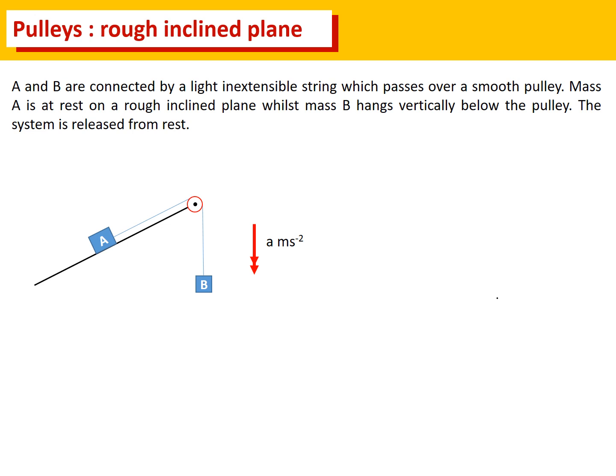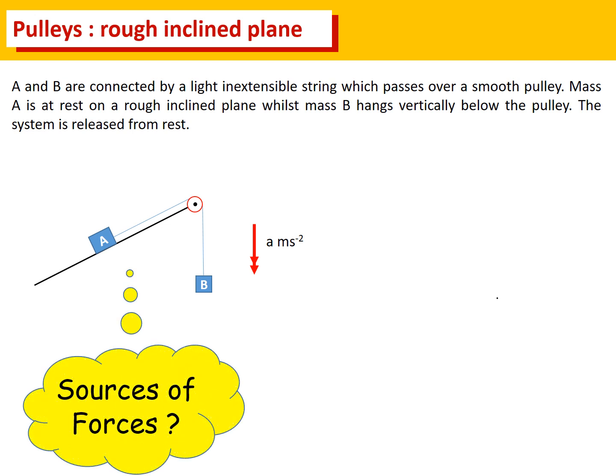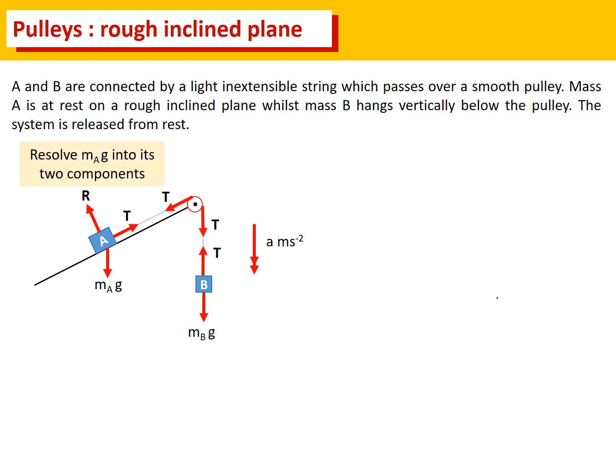Now, we're moving on to questions that look very similar, the only difference being that we have a rough incline plane, and so friction will come into play. Sources of forces, as ever: the weight of A, the weight of B, the tensions. I'm going to resolve the weight of A into its two components. Then I'm going to get rid of the weight of A. Okay. And now, in addition, friction.